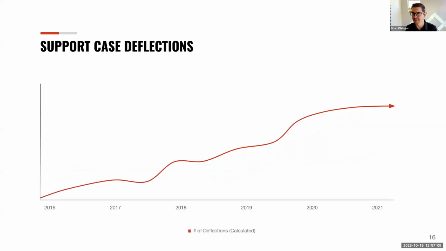Okay, so last but not least here, on the business side of it, what about deflections? So here's our chart from 2016 to 2021. These are the number of deflections that we've calculated using that data and the surveys and all the stuff we looked at before. What's happening here? They're scaling. So, okay, great, we're doing more deflections. That could mean we just have more customers. It could mean we're doing better at content over the years, having better questions and answers and knowledge and learning for people.